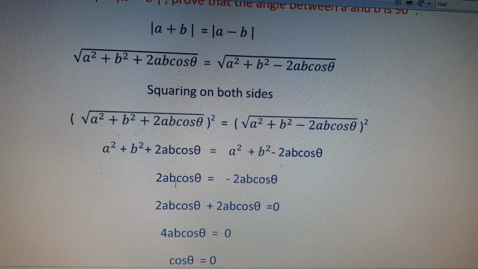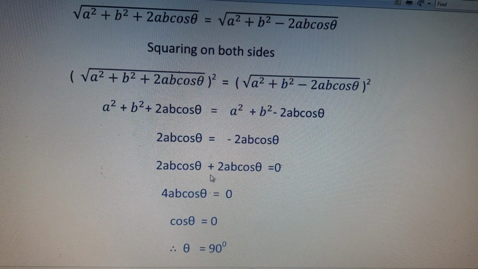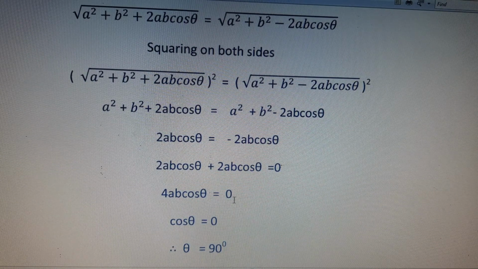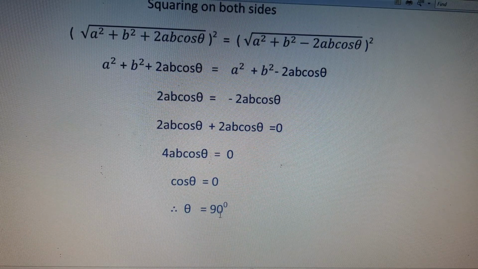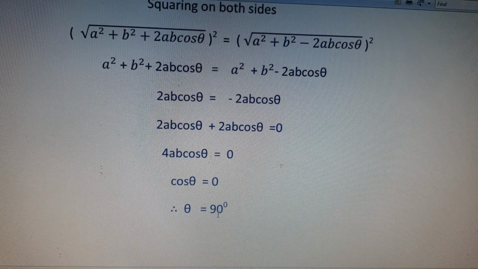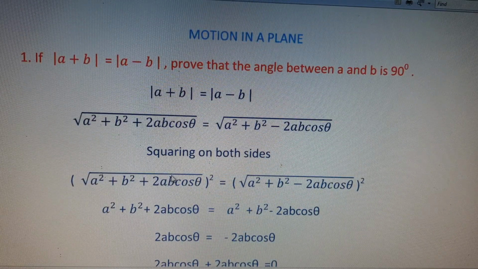So the remaining terms: 2ab cos theta is equal to minus 2ab cos theta. So we can write the equation 2ab cos theta plus 2ab cos theta is equal to 0. So 4ab cos theta is equal to 0. Then cos theta will be 0. When cos theta is 0, theta is equal to 90 degrees, because cos 90 is 0. Therefore theta is equal to 90 degrees. So the angle between a and b is 90 degrees.